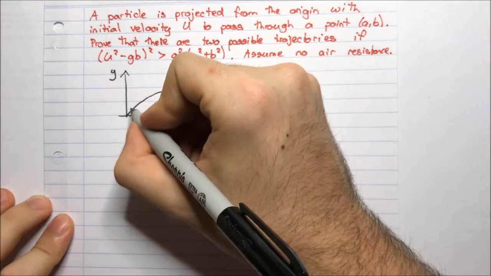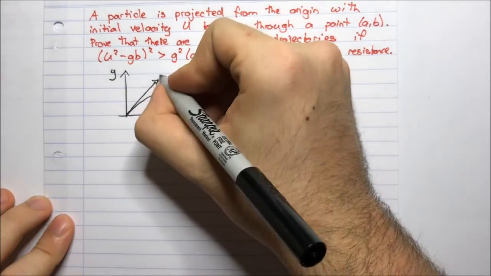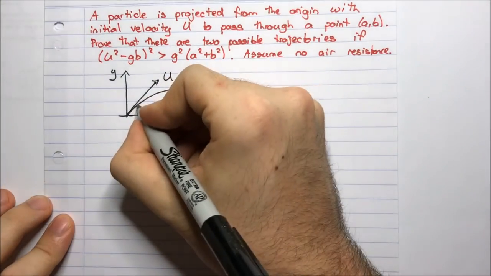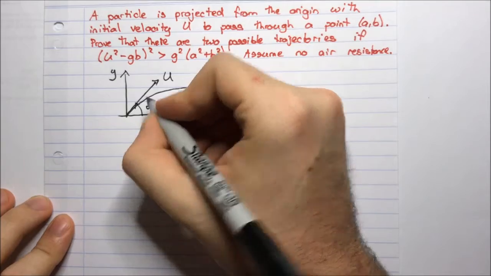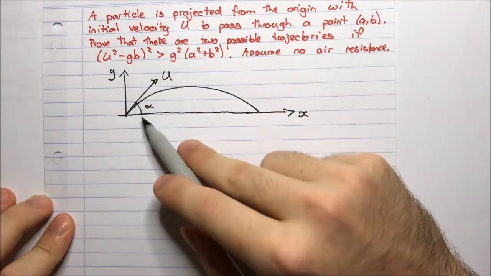I have an initial velocity, which is like this, initial velocity of u, and well, let's call this bit here alpha, or theta, or anything really, just an angle here. So it has a magnitude and an angle.